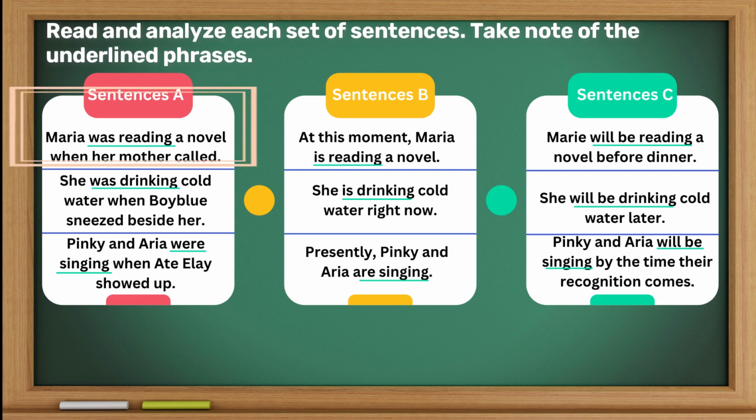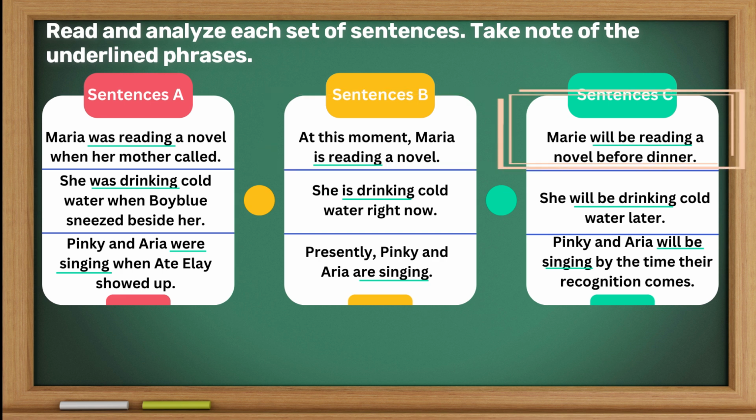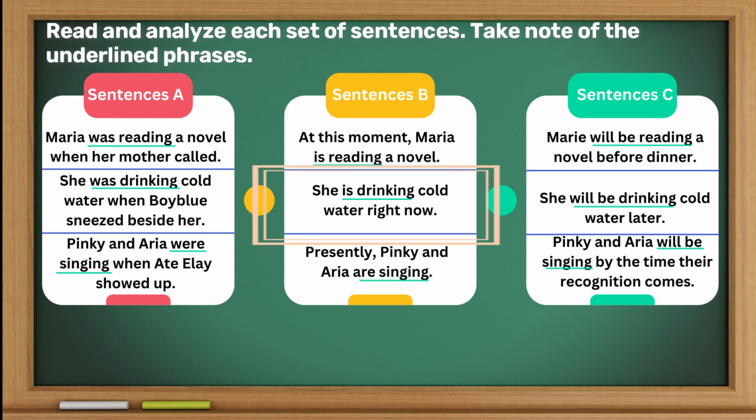Maria was reading a novel when her mother called. At this moment, Maria is reading a novel. Maria will be reading a novel before dinner. She was drinking cold water when Boy Blue sneezed beside her. She is drinking cold water right now. She will be drinking cold water later.